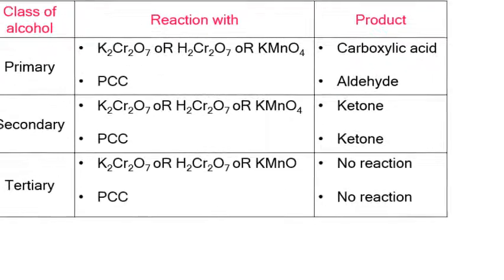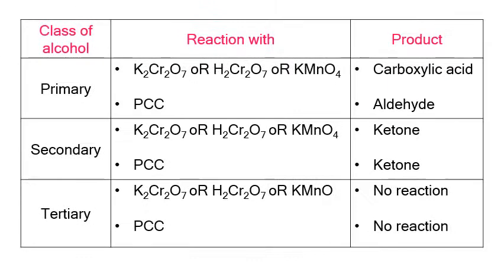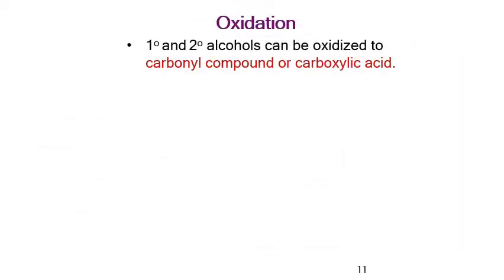Or the summary can be shown in the table: class of the alcohol, reaction with oxidizing agent, and the product that will be formed. Primary and secondary alcohols can be oxidized to carbonyl compound or carboxylic acid.